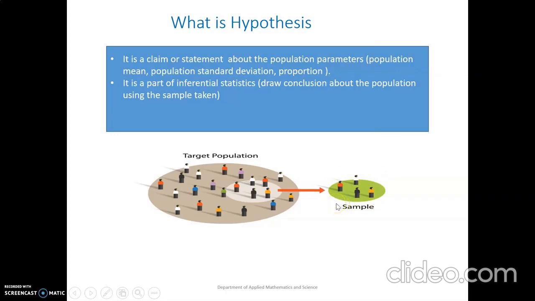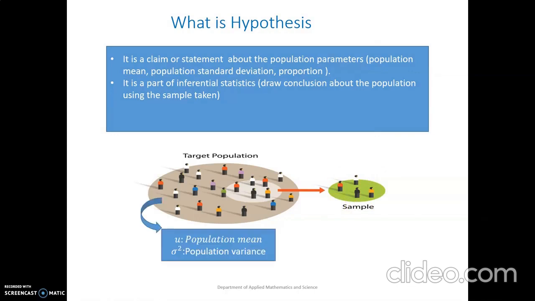So what we are talking about here is, when we compute the mean for the population, we are talking about the population mean, and it is denoted by mu. For example, if we want to compute the variance for the population, then that variance is denoted by sigma squared. So these symbols are used for the population. Whenever you see the mu symbol, it means it's a population mean. Whenever you see sigma squared, it means we are talking about population variance.